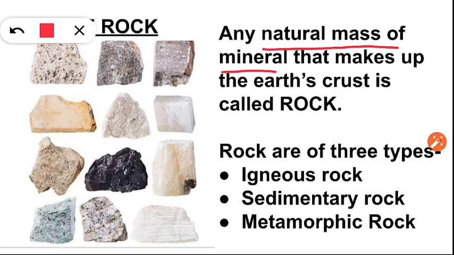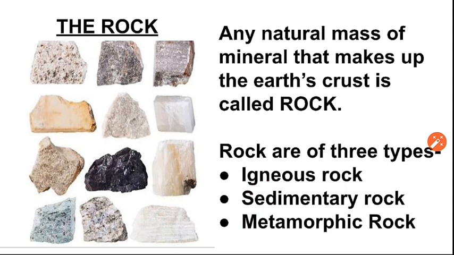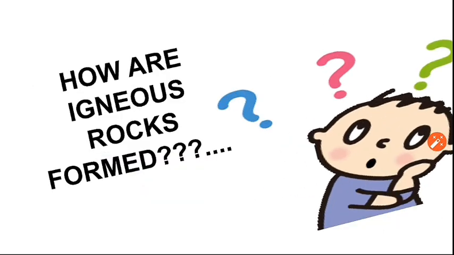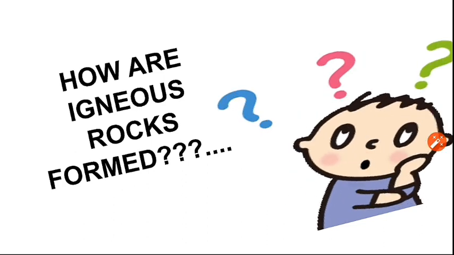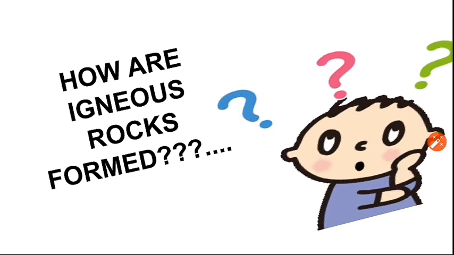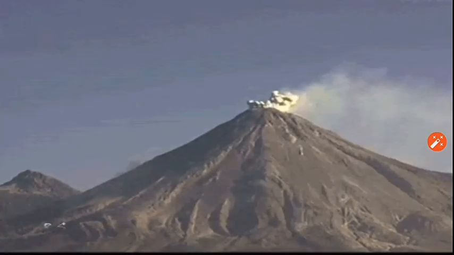Broadly, rocks are of three types. They are igneous rocks, sedimentary rocks, and metamorphic rocks. We will study each type of rock in detail in this chapter. So let's start with the igneous rock. The first question that comes to our mind is, how are these igneous rocks formed? So let us find out the answer to this question.